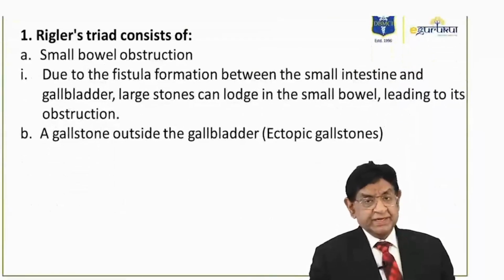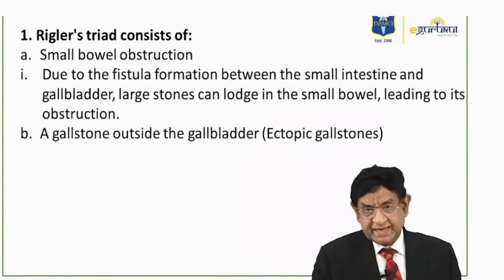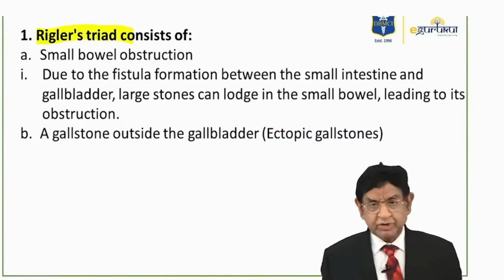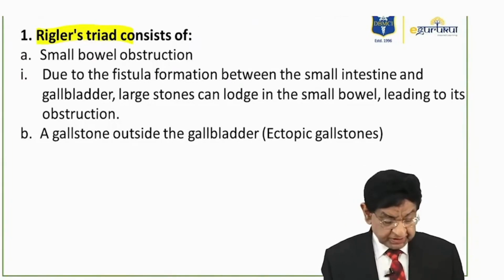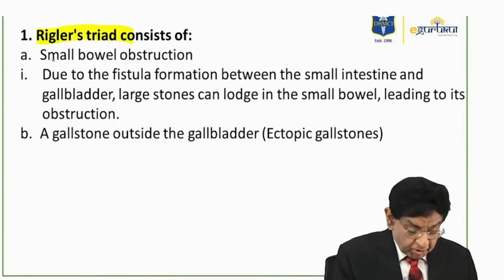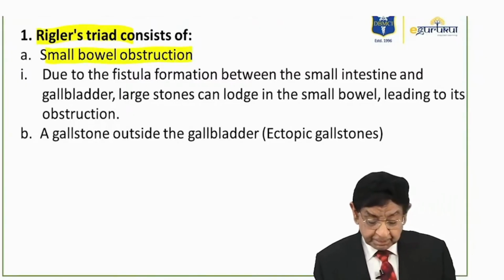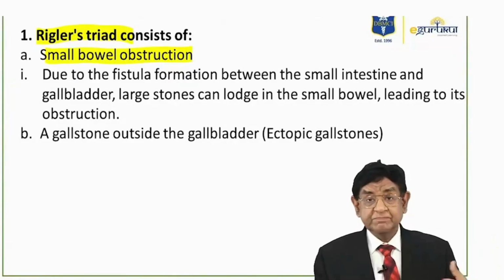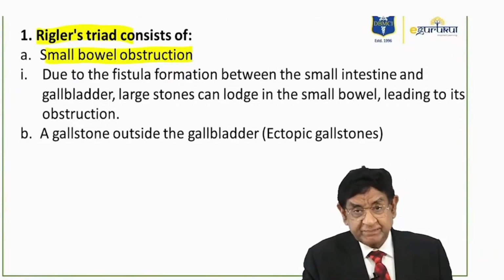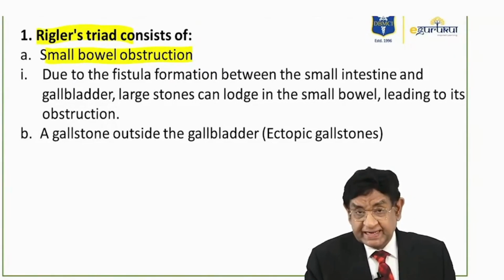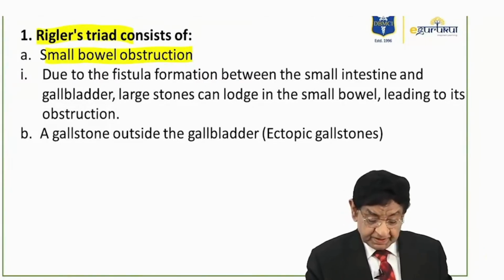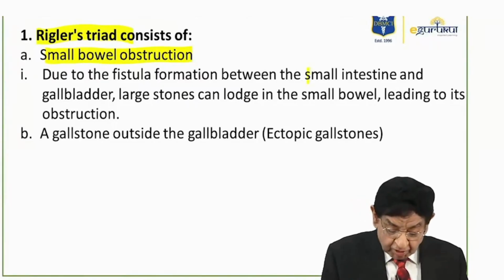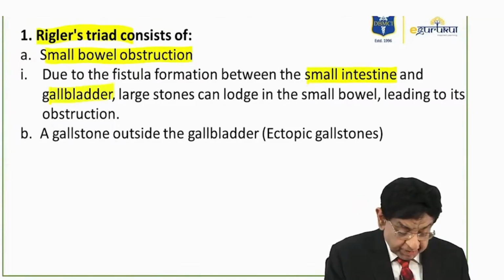Now we have one more entity, again a gold medal or rank number 1 question, Rigler's triad, not known to 99% students. What is this? It is small bowel obstruction. Right. We discussed the previous one. Let us see what is happening. What are the additional findings we are getting. One is obstruction. So it is a fistula formation between small intestine and gallbladder.